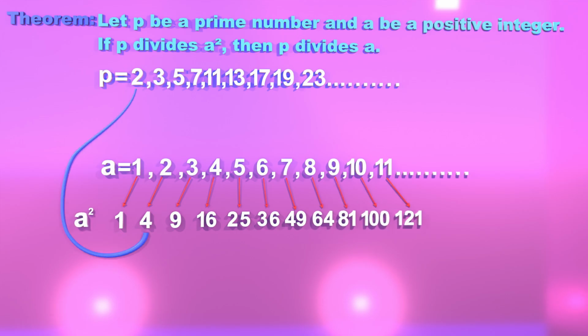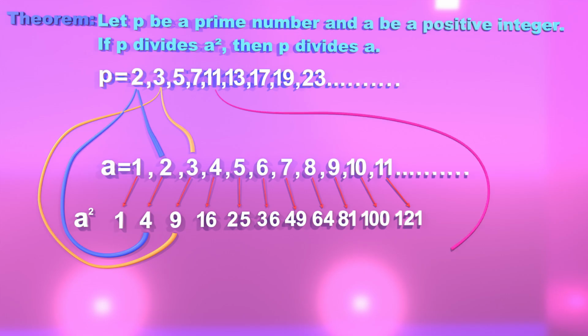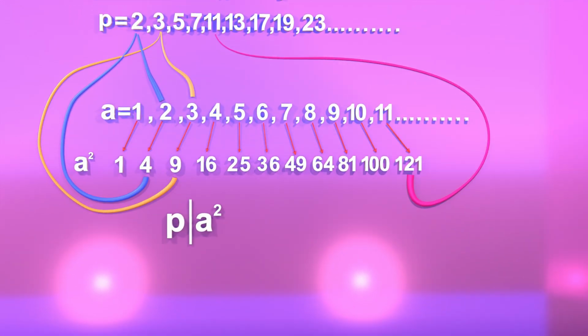Notice that 2 divides 4 and also 2 divides 2. Means p divides a square and p also divides a. Again 3 divides 9, means p divides a square, and 3 also divides 3, means p divides a. Also 11 divides 121 and it also divides 11, means if p divides a square, then p also divides a. You can see there is a line between p and a. It is the symbol of division. Okay, we understood this theorem.